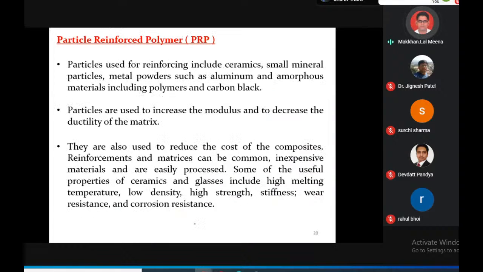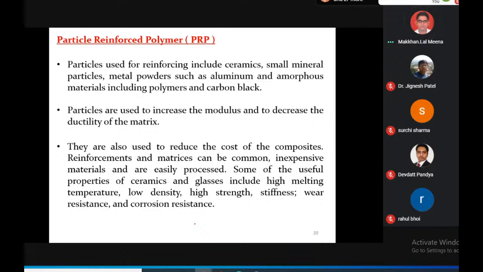Now the second type of PMC, particle reinforced polymer. The particles used for reinforcing include ceramics, small mineral particles, metal powder such as aluminum, and composite materials including polymer and carbon black. The particles are used to increase the modulus and to decrease the ductility of the matrix. They are also used to reduce the cost of the composites.